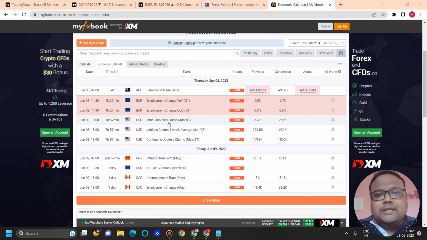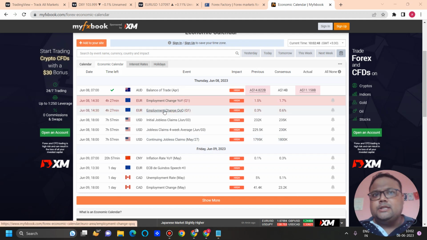The initial jobless claims data does not have the potential to change the direction of the market completely, but yes, there will be some volatility for some 3 to 4 hours, 5 hours. So you need to be careful during that span of time. And yes, euro will also be volatile, so please be careful with your other euro positions.